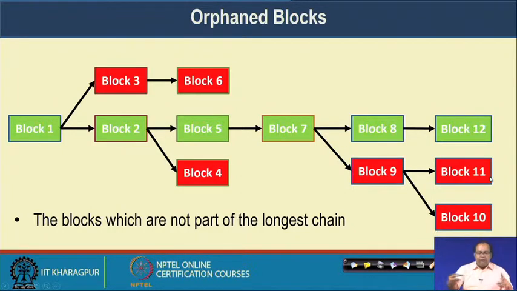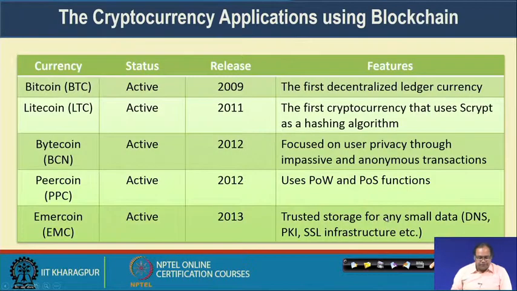So, one chain from root to leaf, whichever is the longest chain, or if there are multiple longest chains, then out of the multiple chains you consider one chain as the main chain, and the blocks in the other chains will be considered orphan blocks.